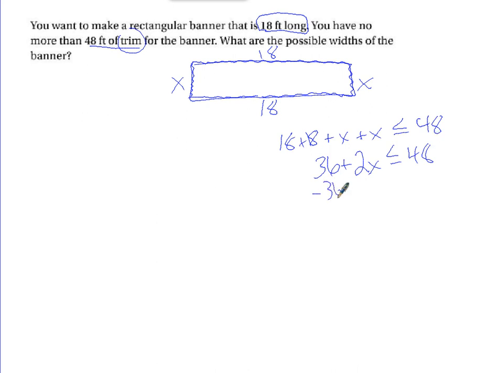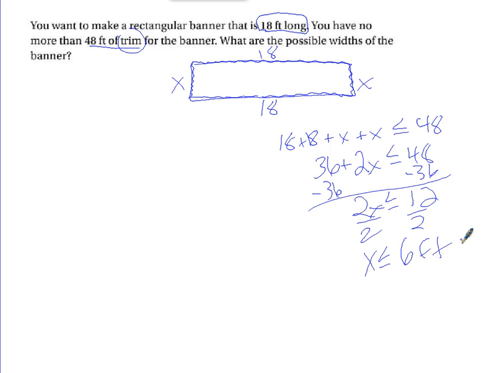Good. Subtract 36 from both sides. Just solving for x. 2x is less than or equal to 12. And we divide by 2. We get x is less than or equal to 6 feet. What are the possible widths of the banner? Anything under 6 feet. It could be 4 feet, 2 feet, 1 foot, 18 inches. Can't be 0 or less, though. Okay?